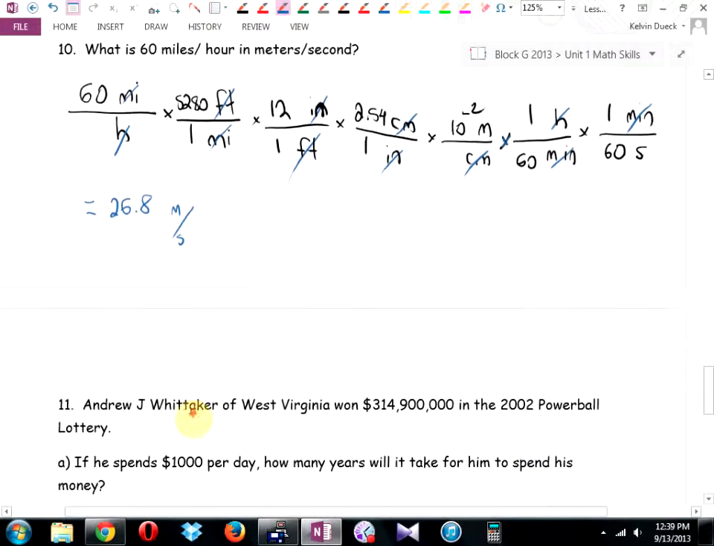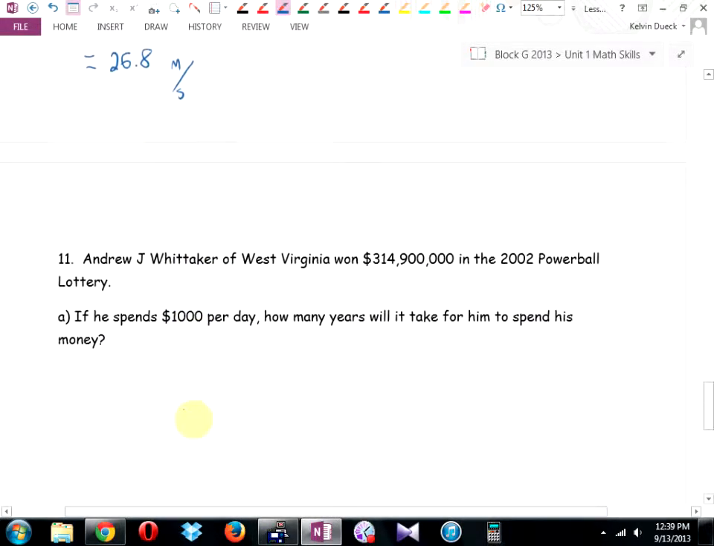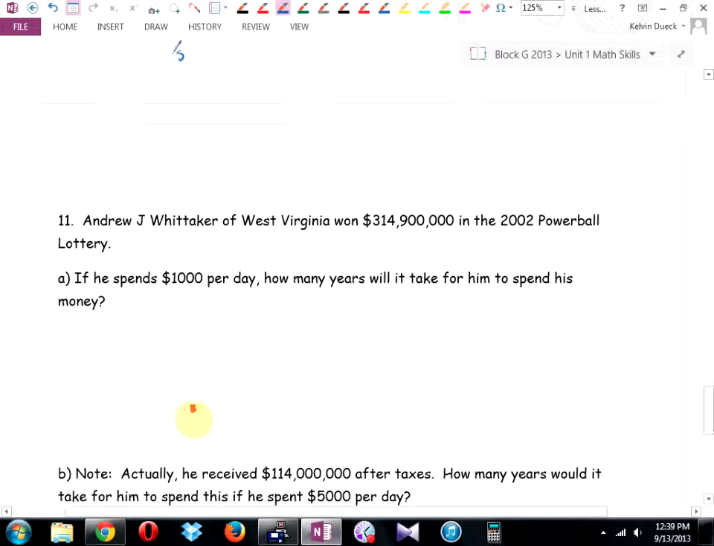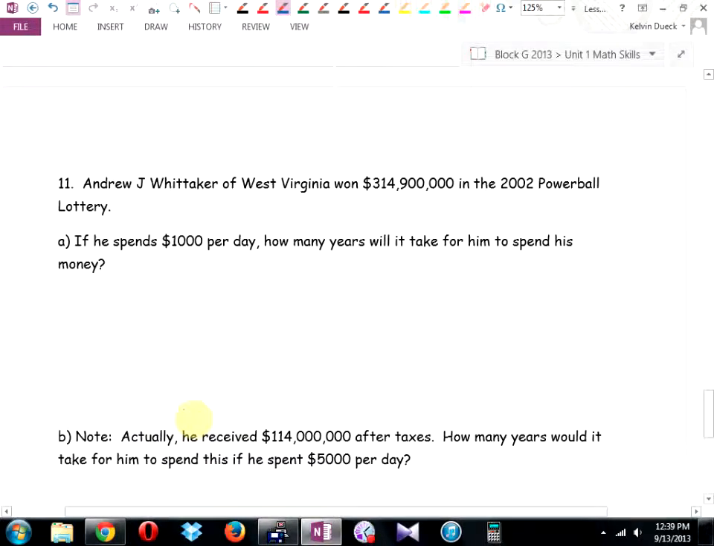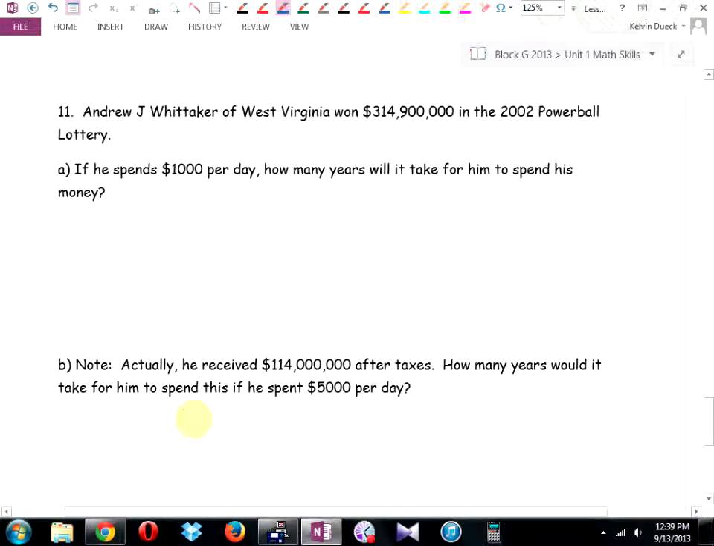This was accurate 4 years ago when I typed this up. I haven't checked to see if somebody has beaten it, but when I typed this up, Andrew J. Whitaker of West Virginia was the highest Powerball winner ever. He won $314,900,000 in the 2002 Powerball lottery. I'm going to assume every one of you has at least once imagined winning a lot of money and thought to yourself, what could I do with it? How long would it last? How much could I spend?